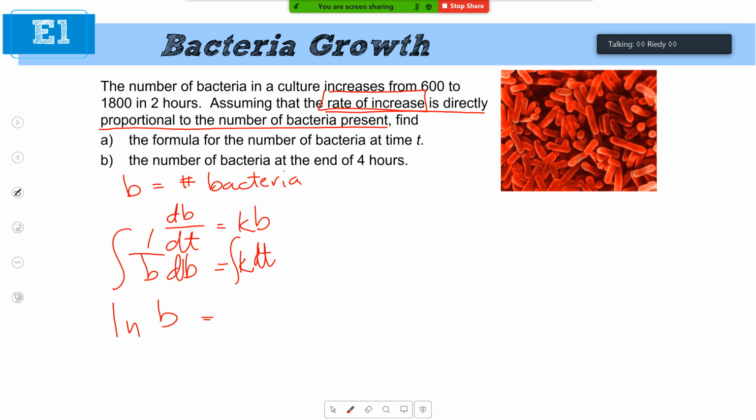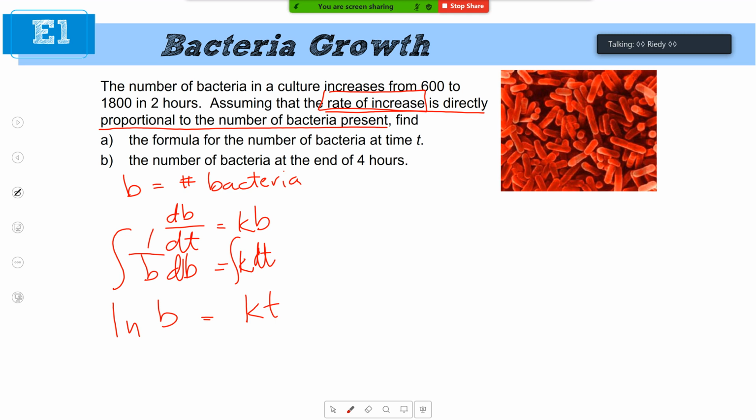Okay, right-hand side. What's the antiderivative of K dt? First of all, what's the variable? T. So what's the antiderivative of K with respect to t? Kt. Kt, very good. What am I missing? Plus C. Wait, so do we just treat K as like a number? Correct. Yeah, the proportionality constant is some number. We don't know what it is. Oh, okay. It varies from problem to problem. Plus C, right.